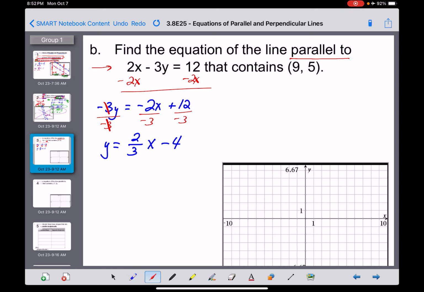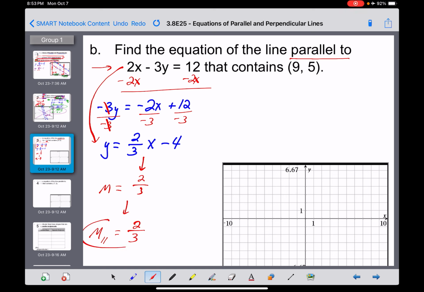Okay, so now we've taken this line and written it in slope-intercept form. So now you ought to be able to tell me what is the slope of the original line. That's going to be 2/3. And then from there, what's the slope of a line parallel to that? Well, parallel lines have equal slopes. So this slope is going to be 2/3 as well.